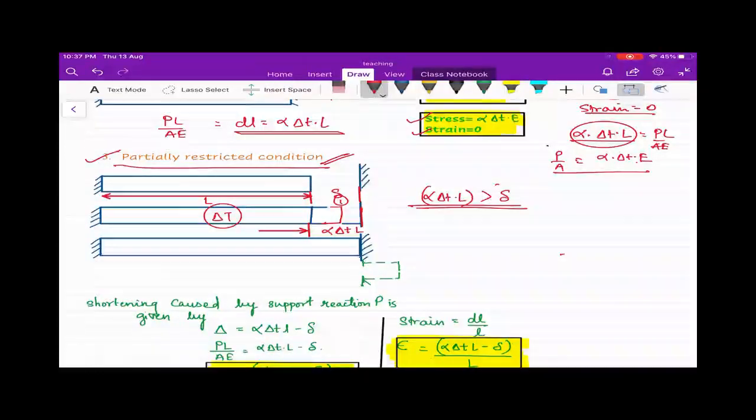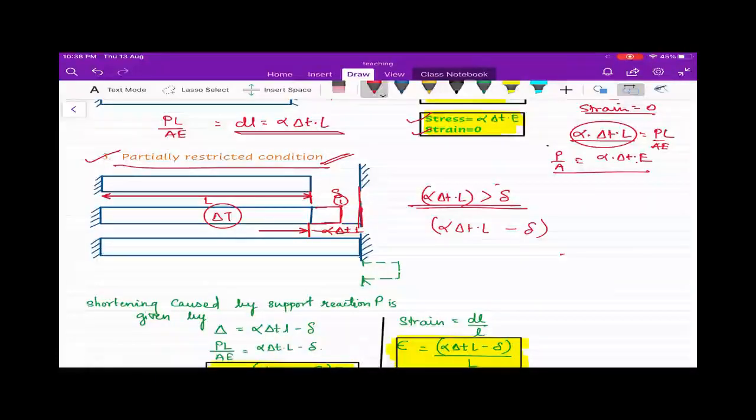Why am I saying this? If the free expansion of the material is less than the space provided, what will happen? The material will be allowed to expand freely, and the support will not come into the picture. So if free expansion is less than the given space, it will be the case of free expansion, and it will not come under the category of partially restricted condition. So to apply the partially restricted condition, your free expansion should be greater than the provided space. Then we will be able to apply the partially restricted condition.